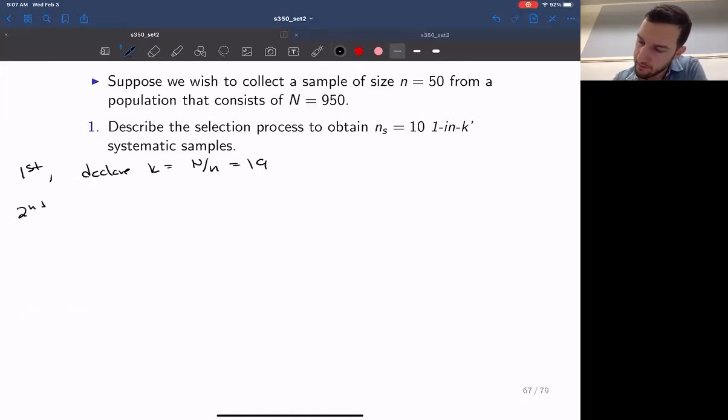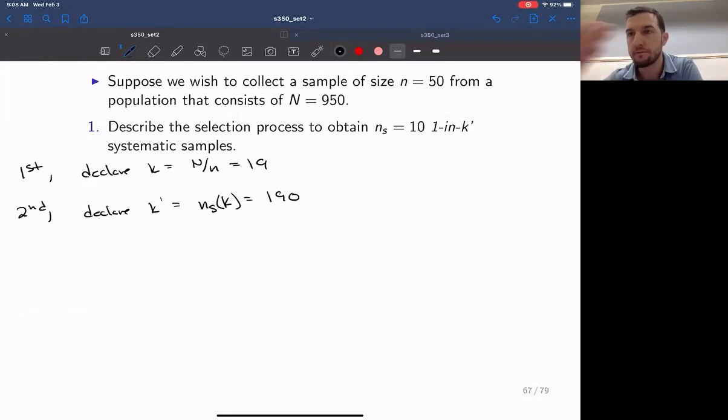Okay, second, we declare k prime to be equal to little ns multiplied by k, which is 190. Okay, so the k prime is going to be effectively our sampling ratio, or the space between each observation within each of the 10 systematic samples. All right, and then third, we select 10 starting values between 1 and k prime.